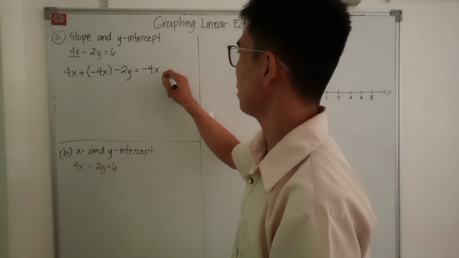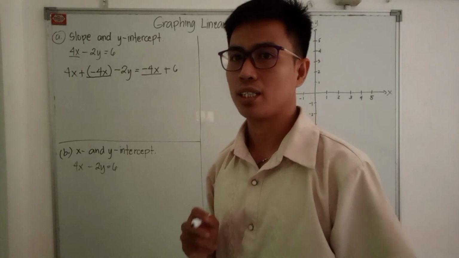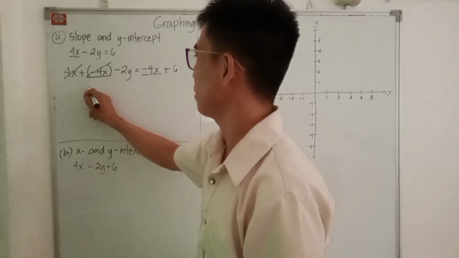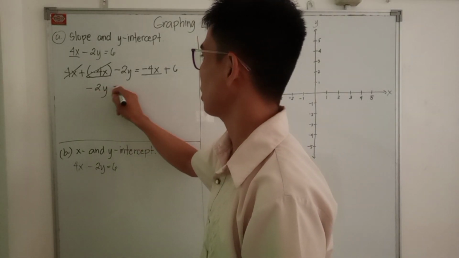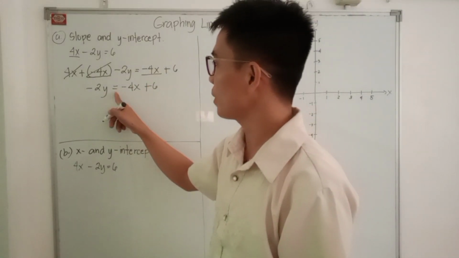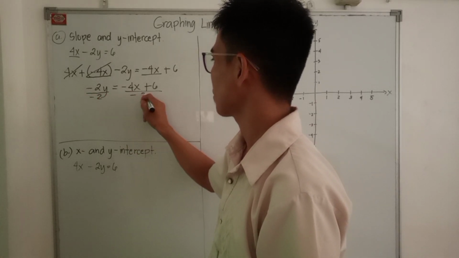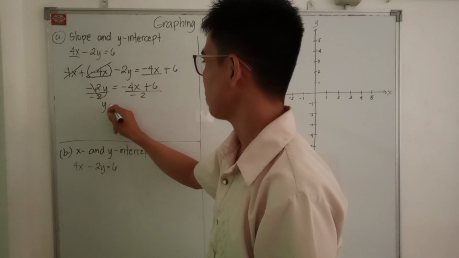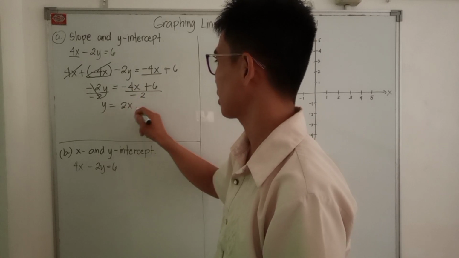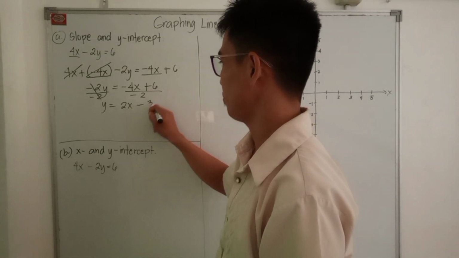negative 4x plus 6. So, yung inadd natin dito sa left side, inadd din natin sa right side. So, makakancel na to. 4x plus negative 4x is 0. So, it will become negative 2y equals negative 4x plus 6. Then, solving for the value of y, we just divide both sides of the equation by negative 2. So, the answer will be y equals negative 4 divided by negative 2 is positive 2x. Then, 6 divided by negative 2 is negative 3.